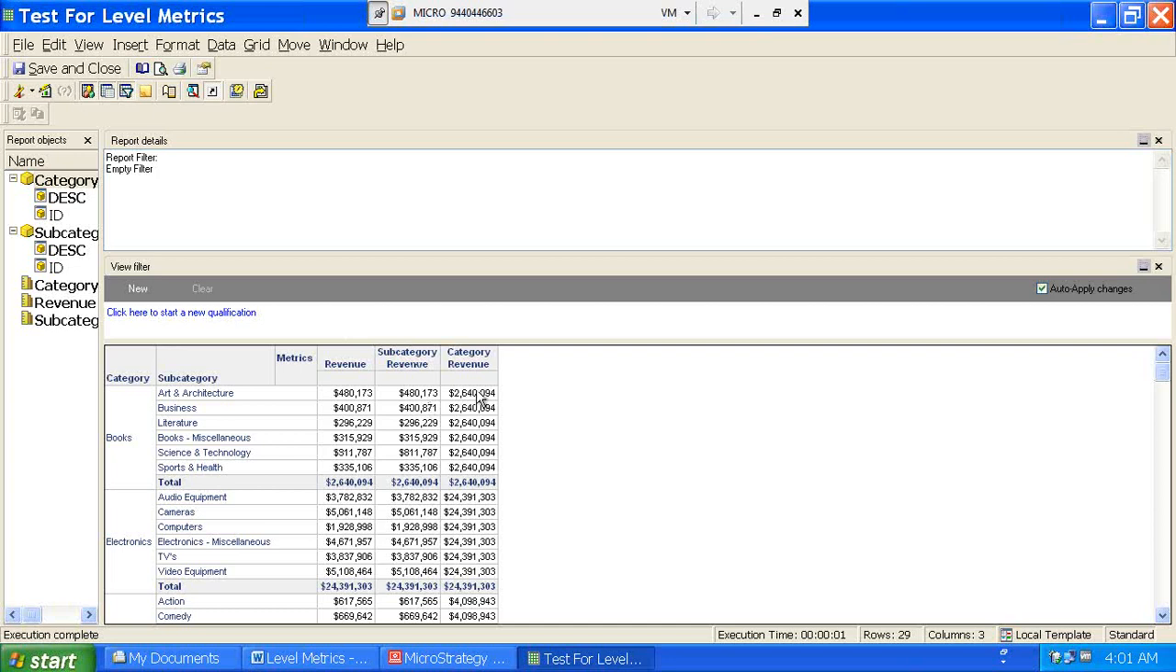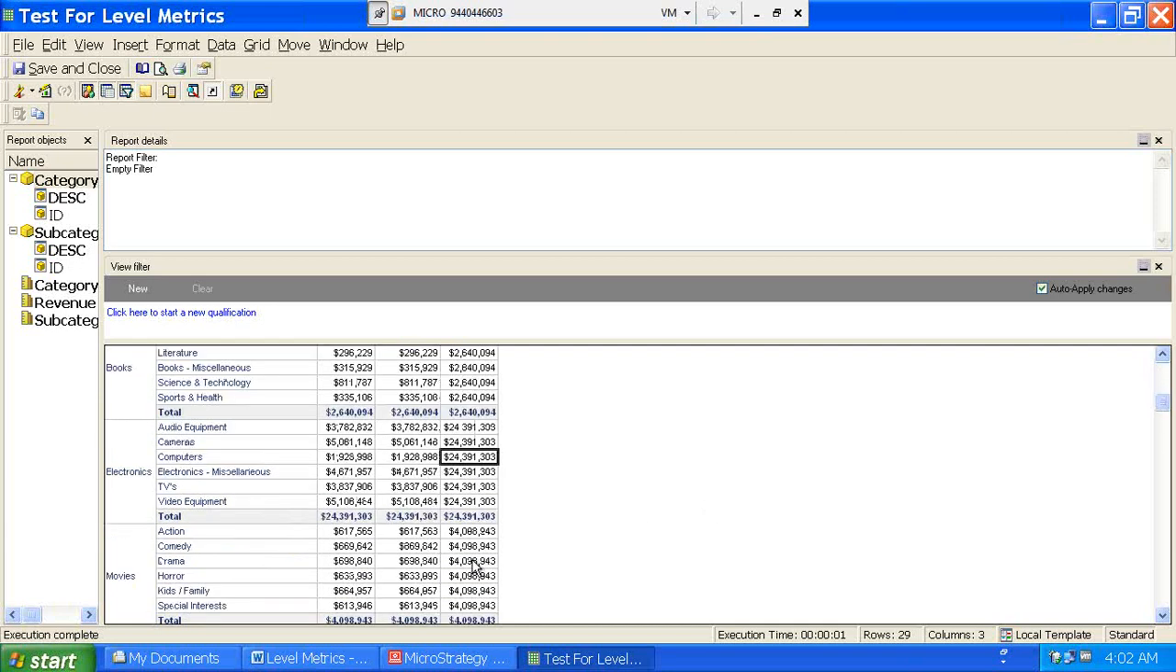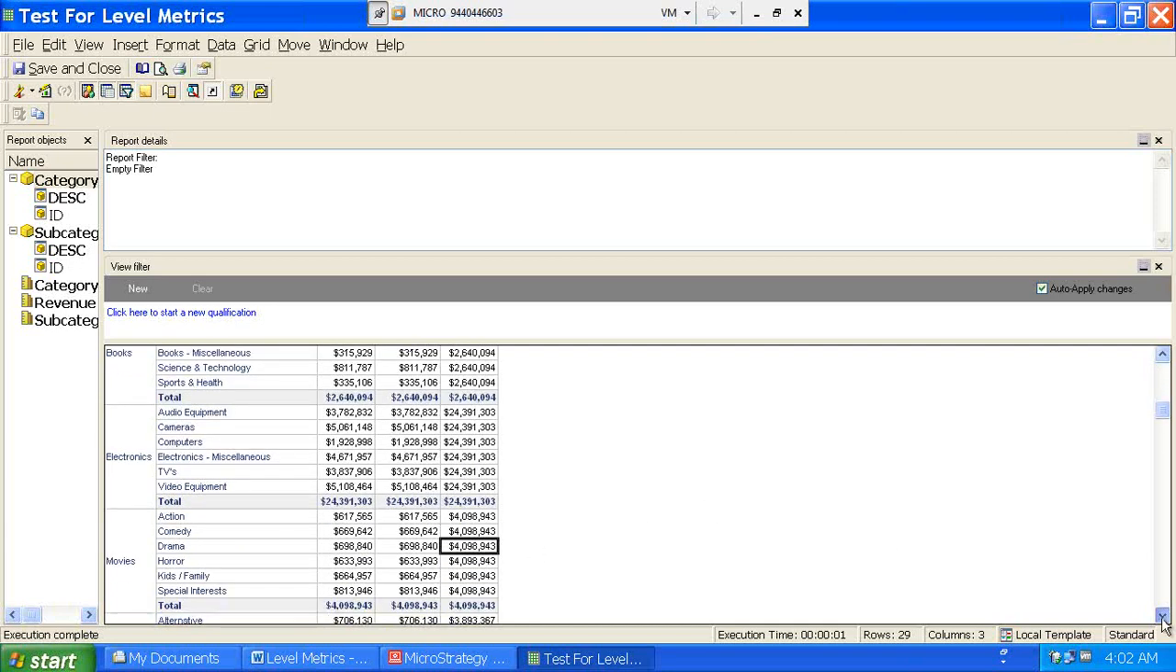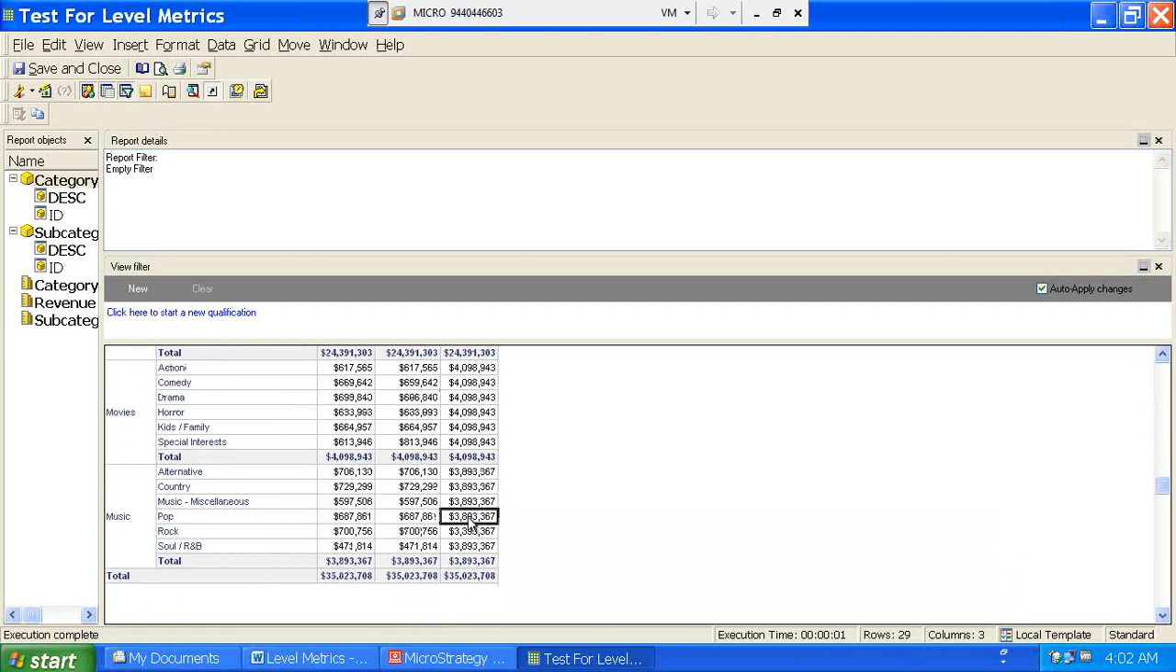The second thing, just see the category revenue. The value here is present here. This is the sales that happened for total books. Total all books together added is category. For books category, for electronics category, for movies category, and for music category, this is the value. These are the level metrics.